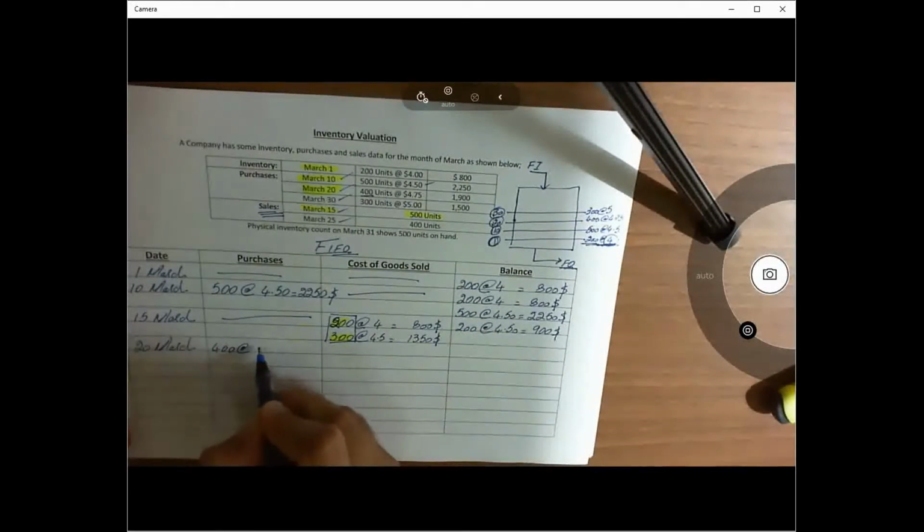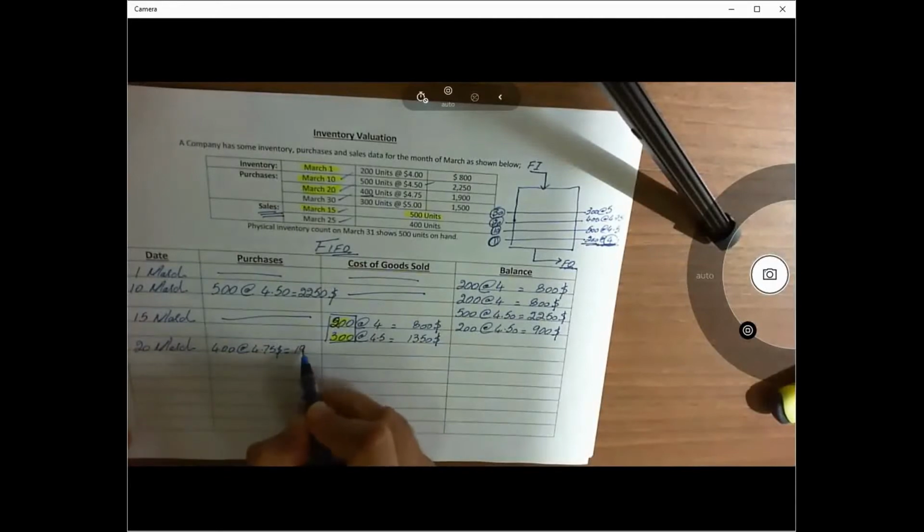At what price are we purchasing? $4.75. And when we multiply these two, it will give us $1,900. So we are not selling anything over here. We will put a blank over here.